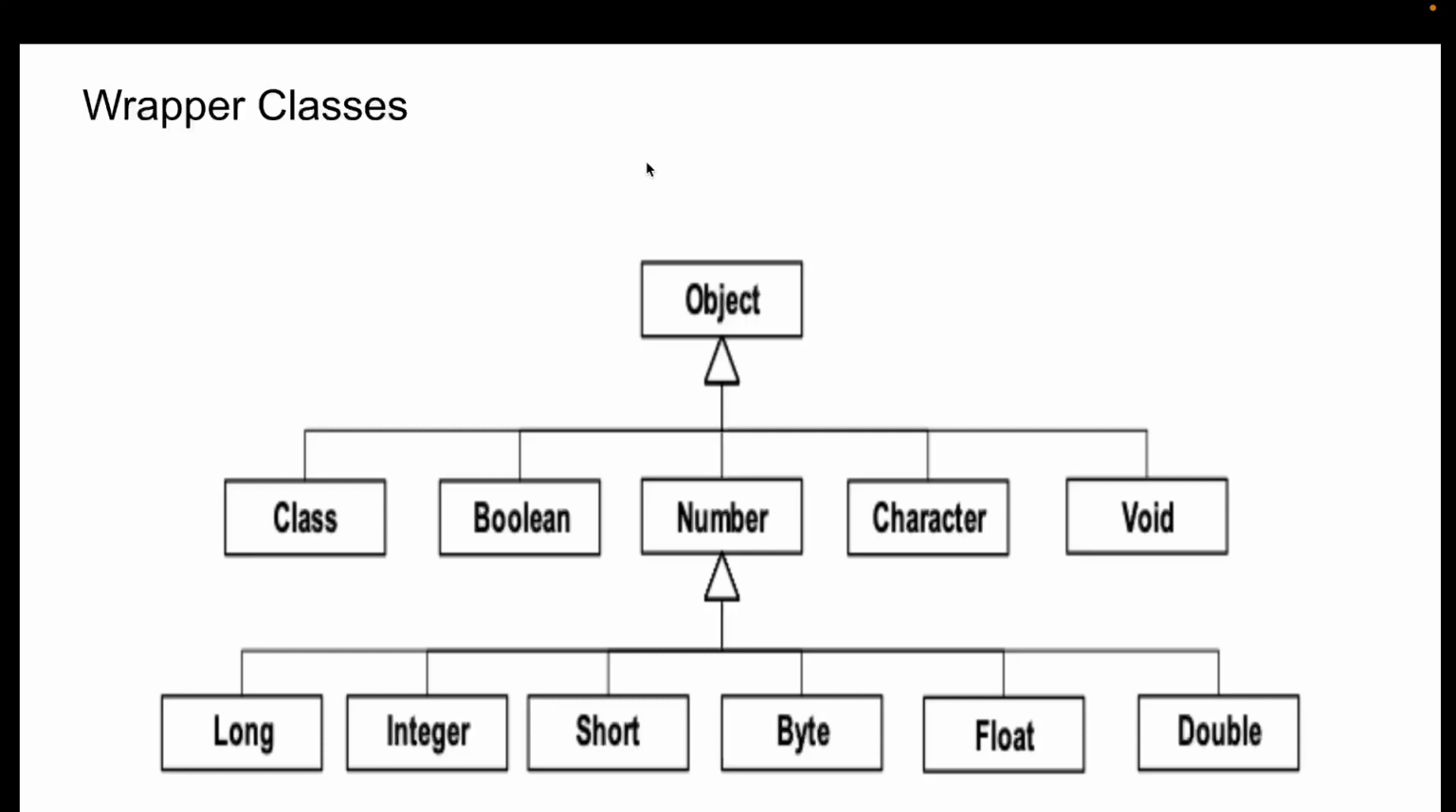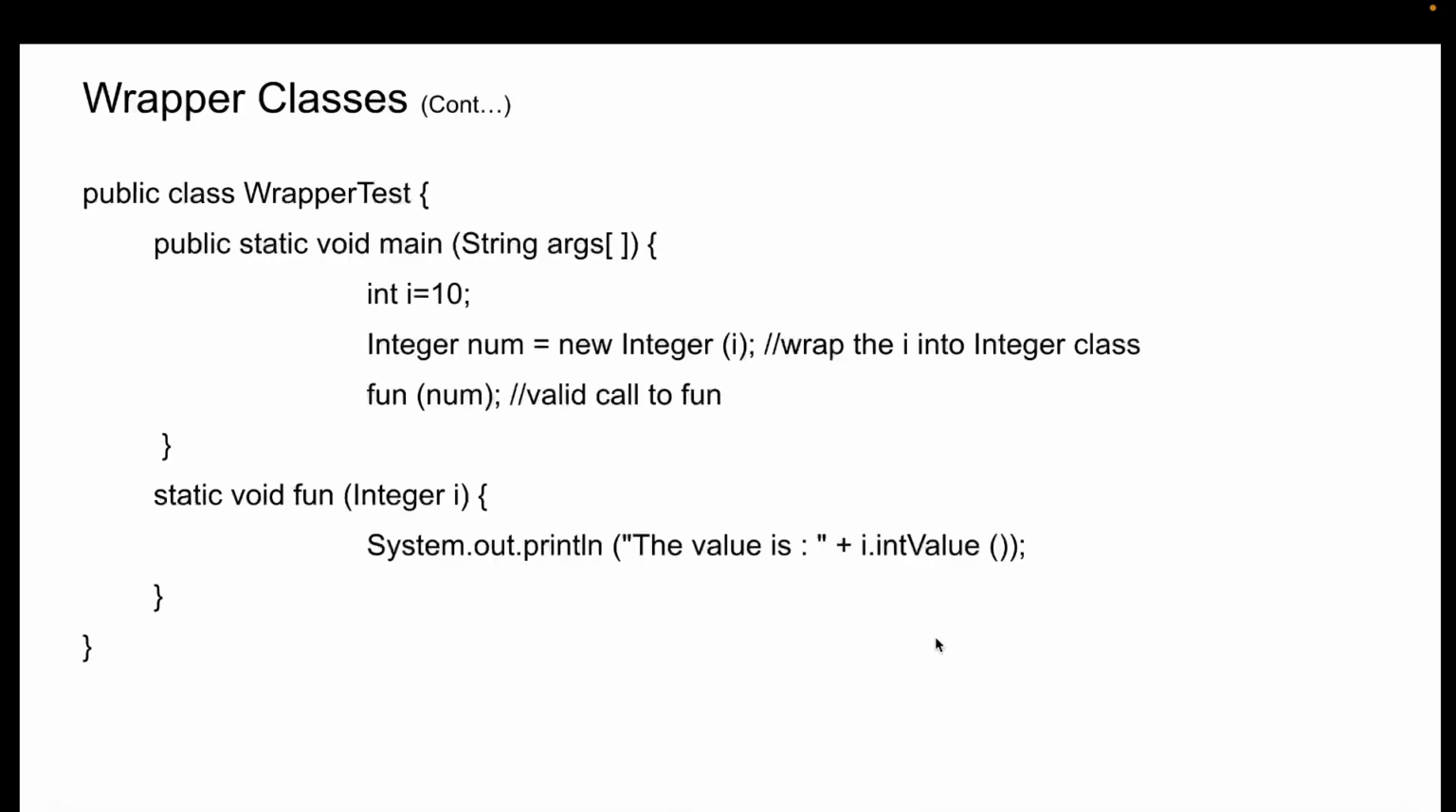This again extends from the Object class. We know that the Object class sits at the top of the hierarchy of all the classes. So these classes extend from the Object class, and these are some of the wrapper classes: Class, Boolean, Number, Character, Void, Long, Integer. See, we are using capital letters when we want to declare any wrapper class. So we'll see how we can use a wrapper class.